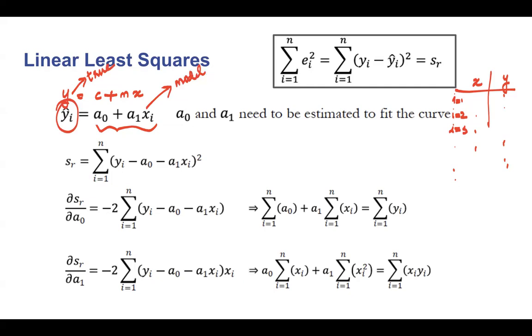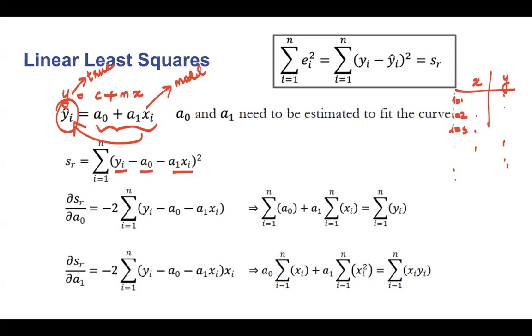So you can bring the whole thing to the other side like this. And then what do you get? You get yi minus a0 minus a1 xi.